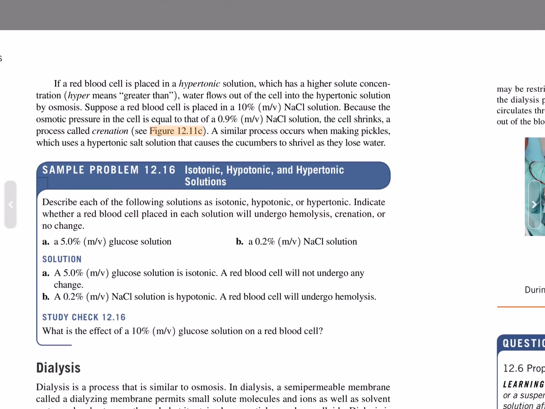If a red blood cell is placed in a hypertonic solution, which has a higher solute concentration, water flows out of the cell into the hypertonic solution by osmosis. Suppose a red blood cell is placed in a 10% sodium chloride solution. Because the osmotic pressure in the cell is equal to that of 0.9% sodium chloride solution, the cell shrinks, a process called crenation. A similar process occurs when making pickles, which uses a hypertonic salt solution that causes the cucumbers to shrivel as they lose water.